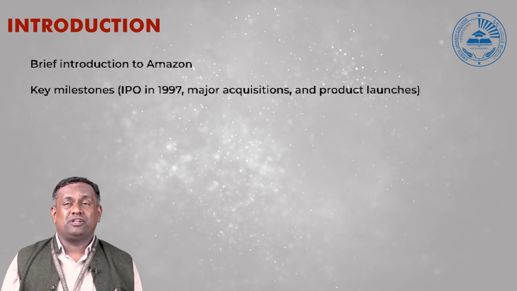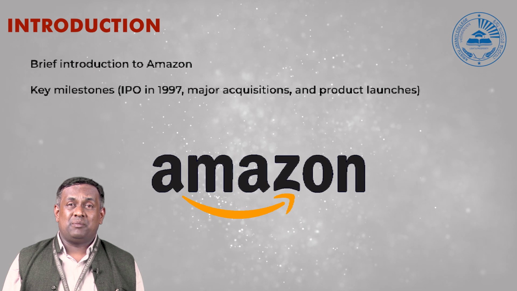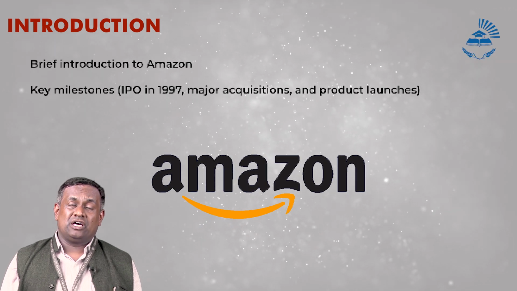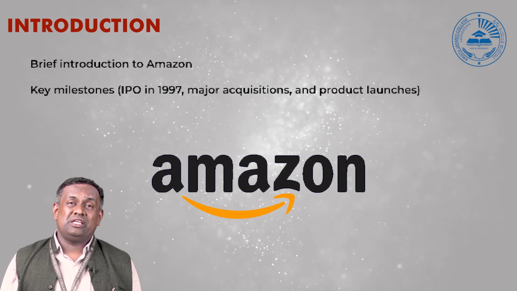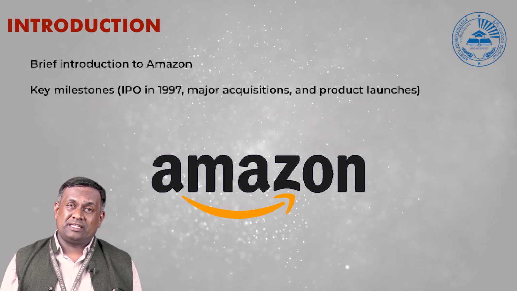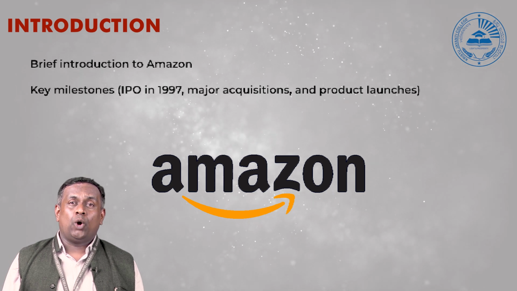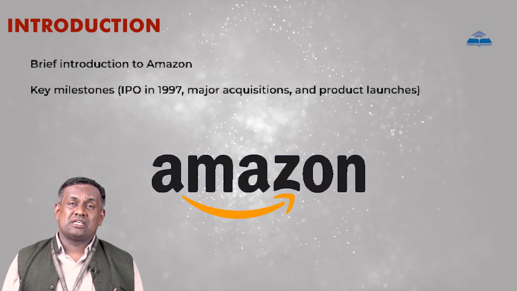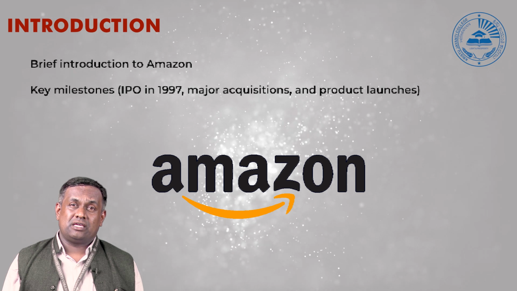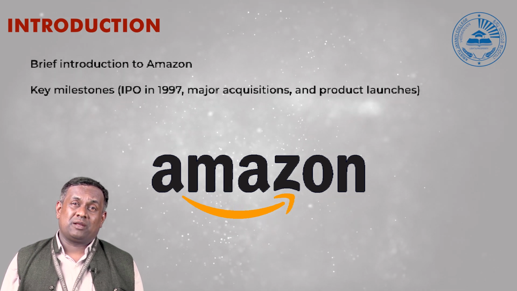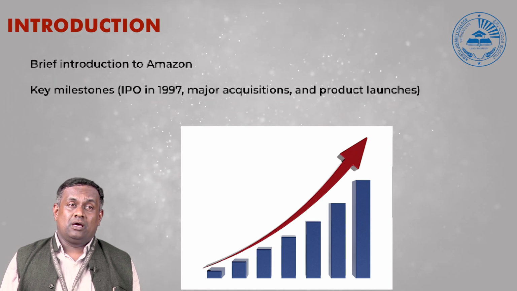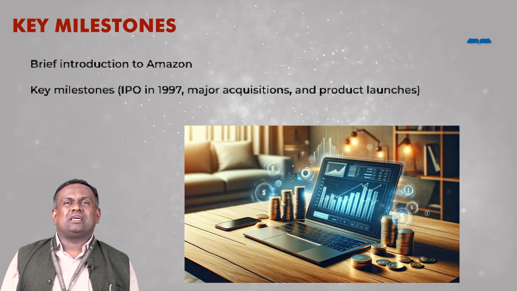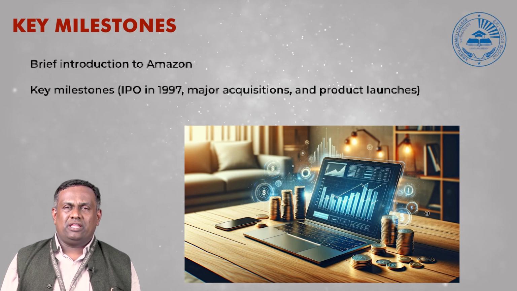The first one is the introduction. We had a brief introduction about Amazon: what Amazon is, when it started, what the share value is, the major acquisitions, the buying of stakes in different organizations, how it evolved, and the financials over a period of time. We analyzed the graphical representation of the shares, the net income and the cash flows. Here we can recollect the key milestones of Amazon.